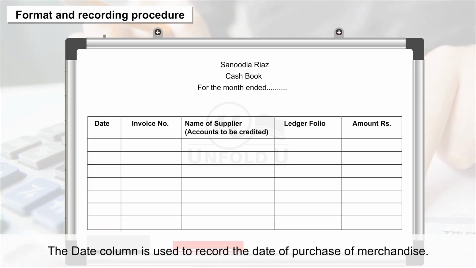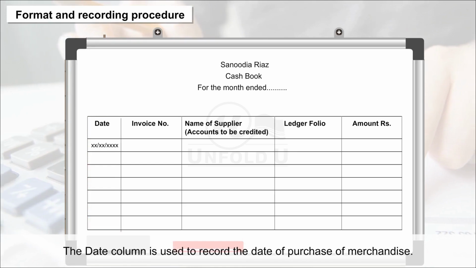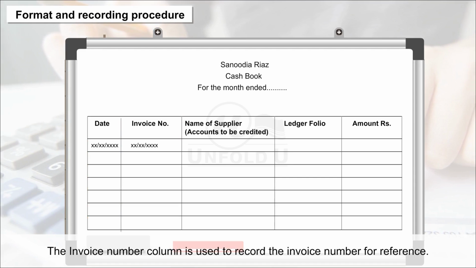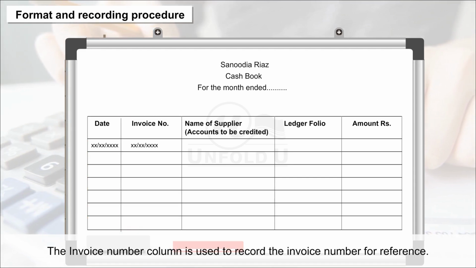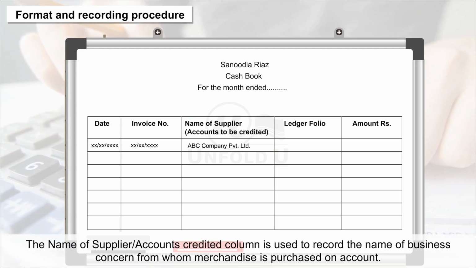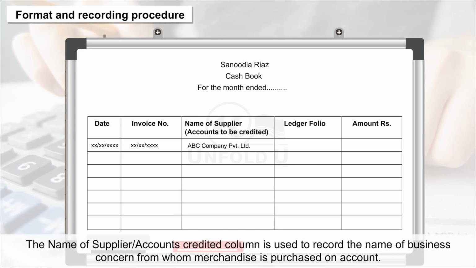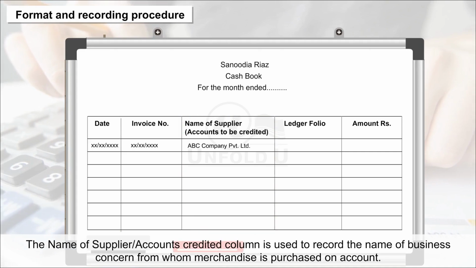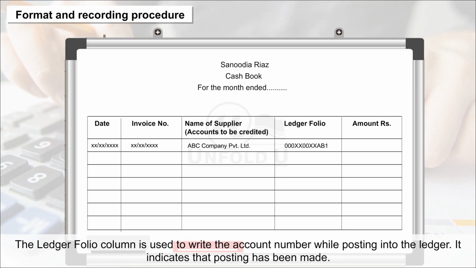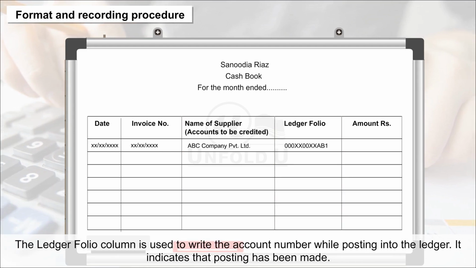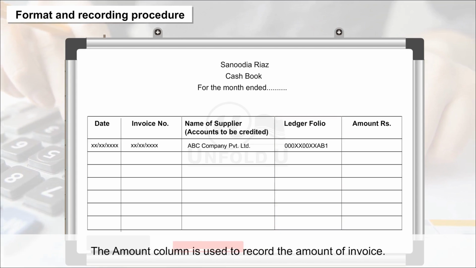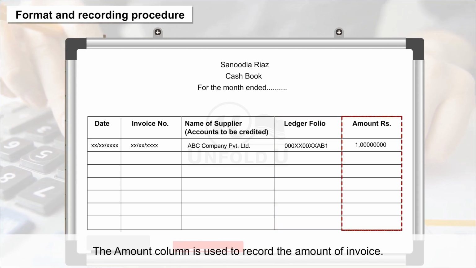1. The date column is used to record the date of purchase of merchandise. 2. The invoice number column is used to record the invoice number for reference. 3. The name of supplier or accounts credited column is used to record the name of the business concern from whom merchandise is purchased on account. 4. The ledger folio column is used to write the account number while posting into the ledger. It indicates that posting has been made. 5. The amount column is used to record the amount of the invoice.